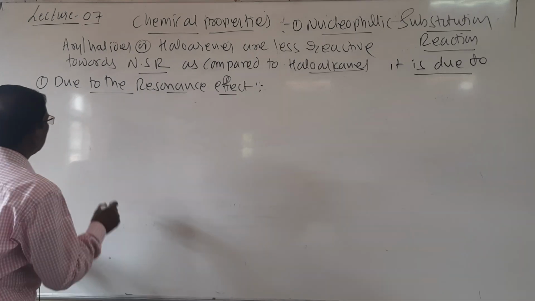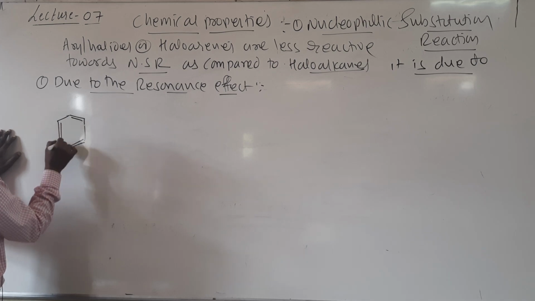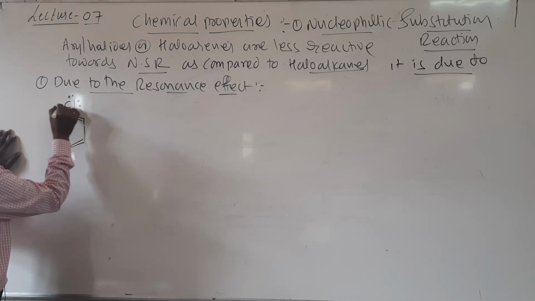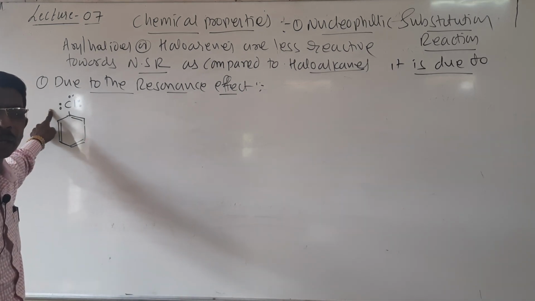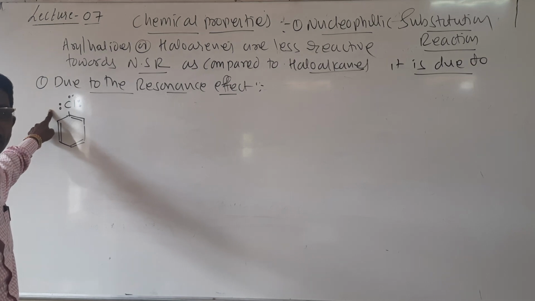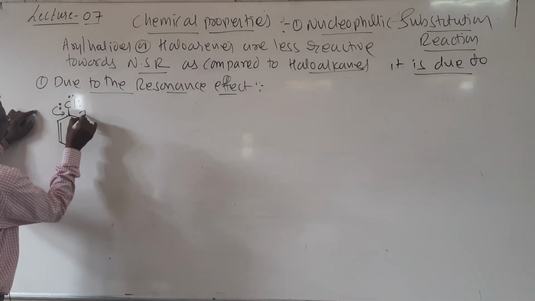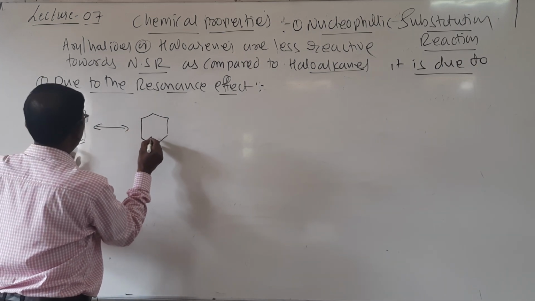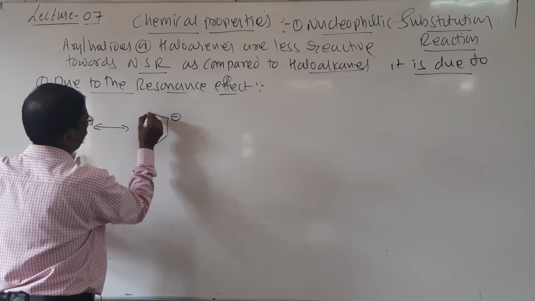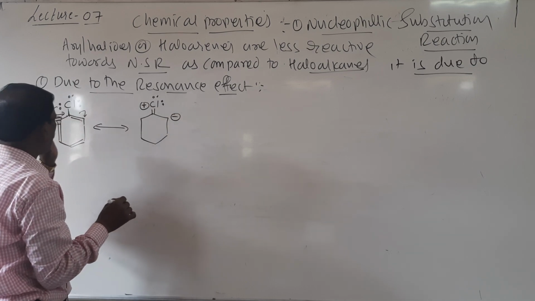Look here students, here I will write the resonance structure. It is chlorobenzene, and the electron pairs of the halogen atom are in conjugation with the pi electrons of the benzene ring, and it undergoes resonance.